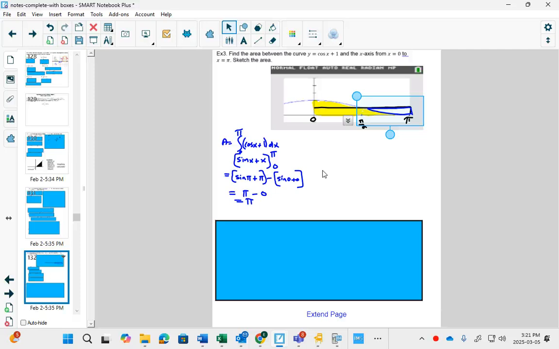Isn't that cool? I like how I flipped, it just fits so nicely. So sometimes we can see areas if we cut things up and flip them around.